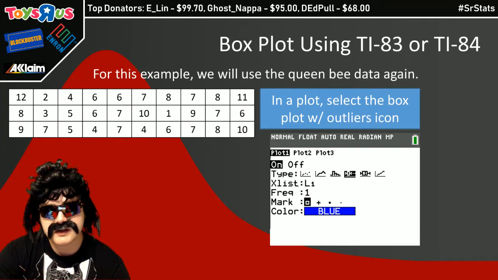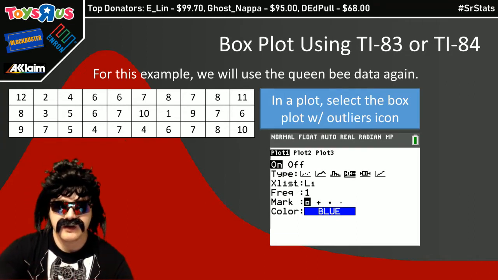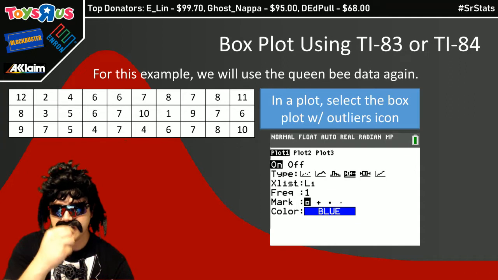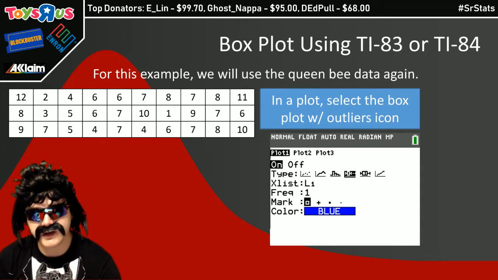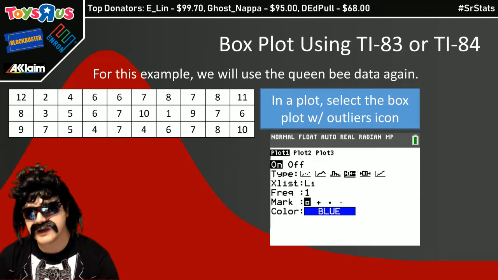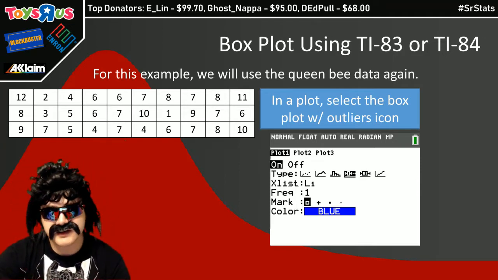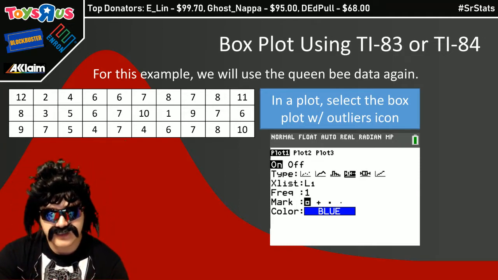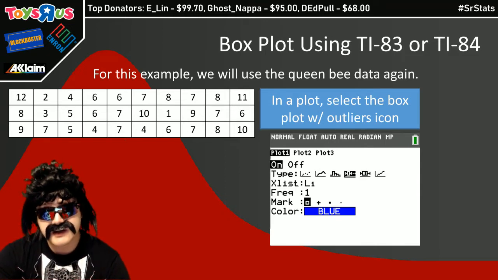If you notice, there's two different box plots on here. One where you end up having the dots off to the side, and one where you just end up having the whiskers. We want the one with the outliers so we can tell if we have any outliers in our picture. If there aren't any outliers, then they won't show up. So it doesn't really matter, but this is the best graph to use in our calculator.